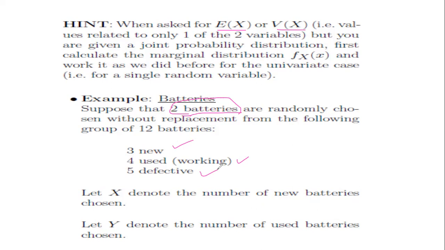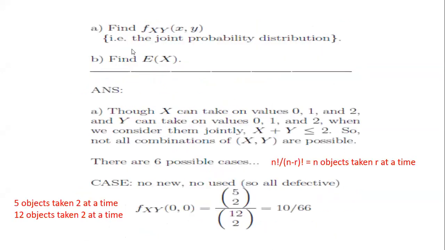So let X denote the number of new batteries chosen. I'm interested in new and old, because these are the two variables which are coming. One is a new battery, one is old. I'm not interested in the defective one, although it could be selected as well. But as I'm choosing two, my two random variables are how many new batteries, X, and how many old, used batteries, Y. So that's what I've done. Now what is going to happen? I'm being asked to calculate the joint probability distribution.